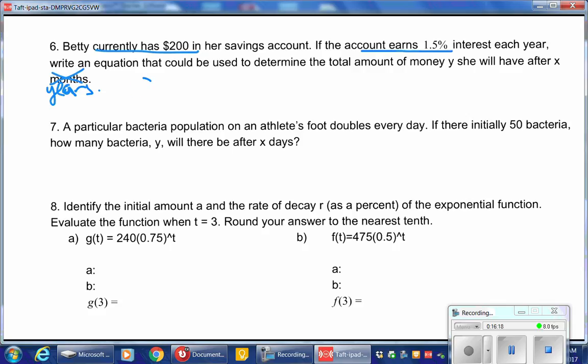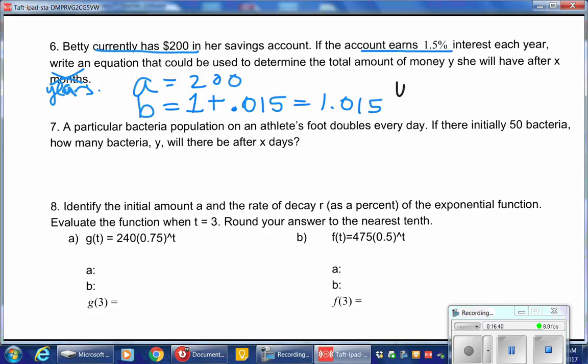Okay, so our initial amount, A, is $200. And the account earns 1.5% interest. So if it earns, that's an increase, we're going to say 1 plus 1.5% interest, that's 0.015. So my B value is 1.015. So to write the equation here, I'm going to say Y equals 200 times 1.015 to the X power.